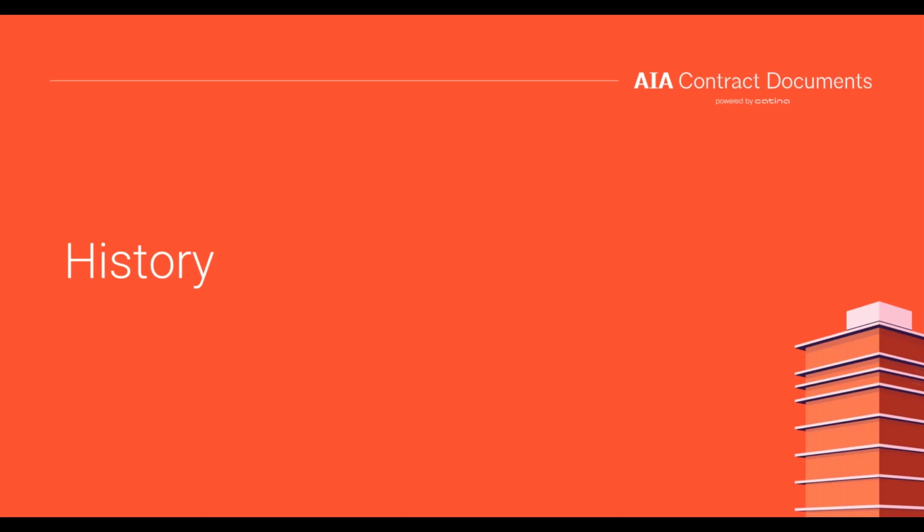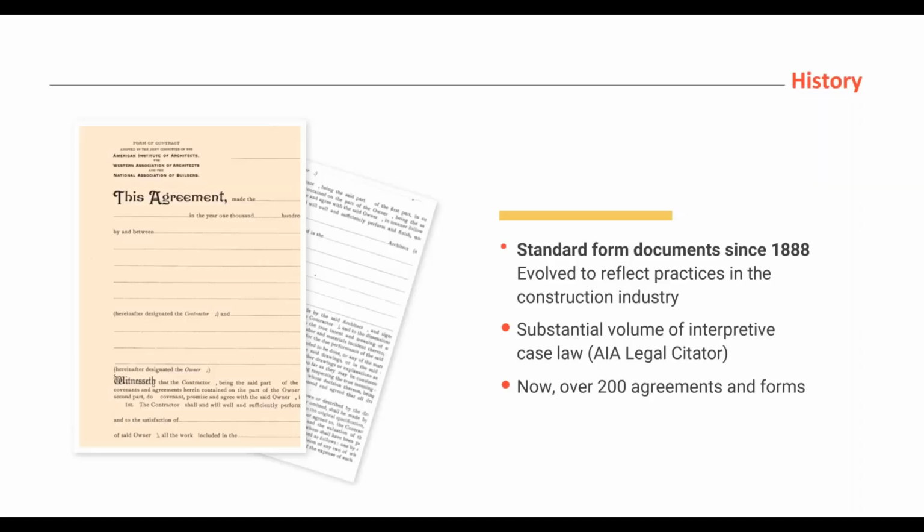Sure. Thank you, Mike. So the AIA Contract Documents program has been developing standard form documents since 1888. No, that is not a typo. It has been about 135 years. And that program has evolved so that our goal is, in our documents, to reflect practices in the construction industry.